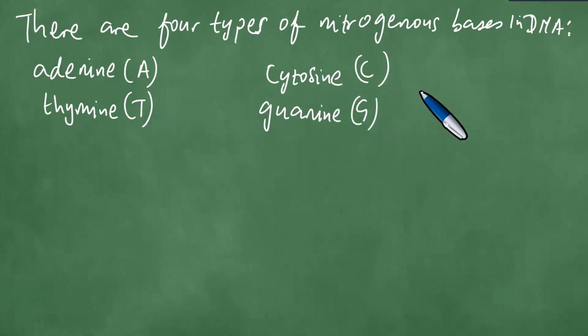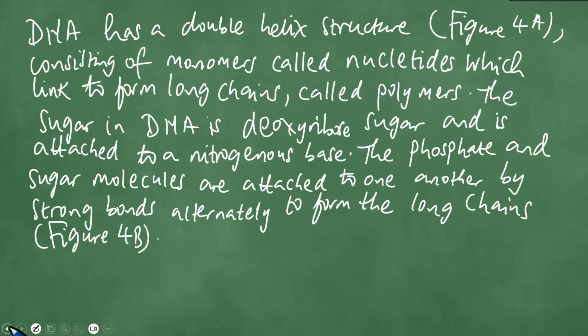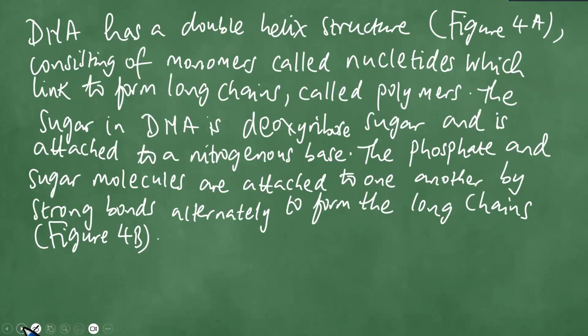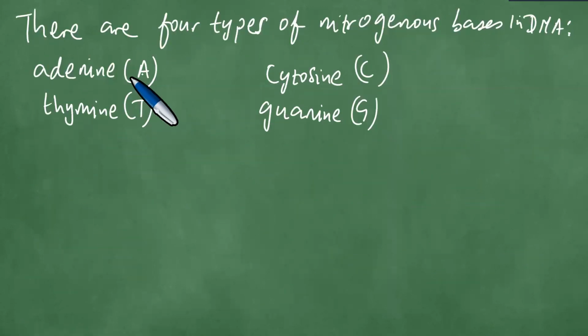Okay, there are 4 types of nitrogenous bases because now you can see the nitrogenous bases like here, the T, the C, the T, the C, the G, and so on. And you can see here the A stands for the adenine, thymine, cytosine, and guanine. All right. These are the nitrogenous bases.